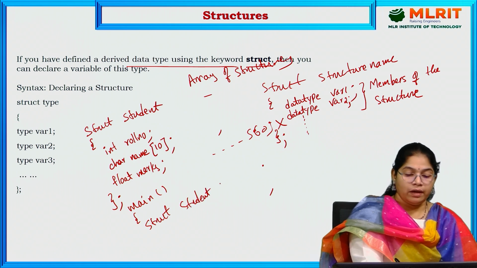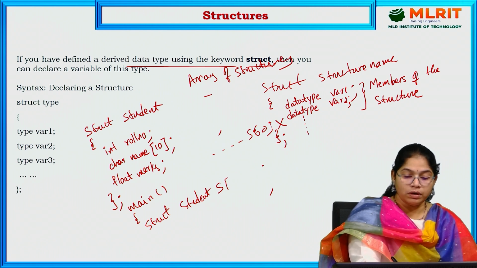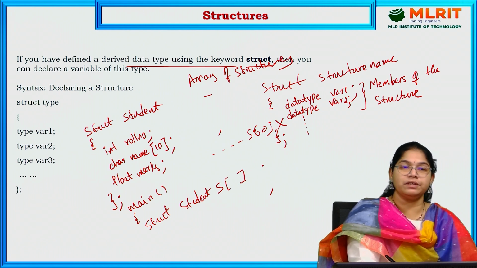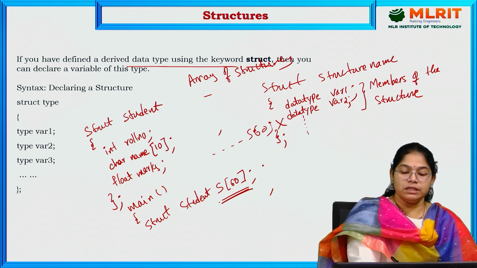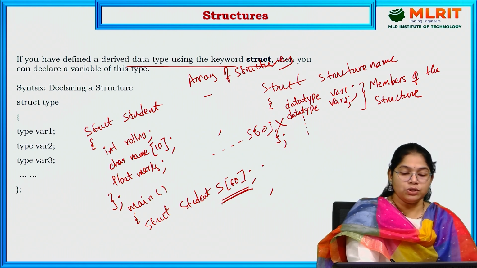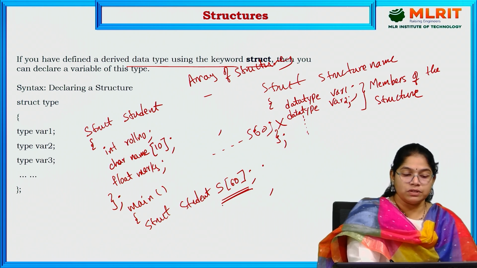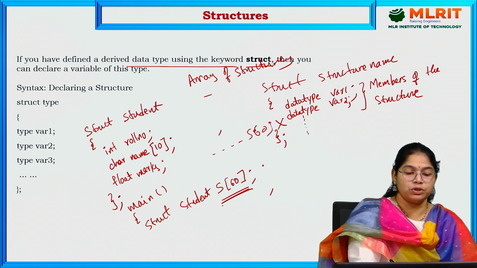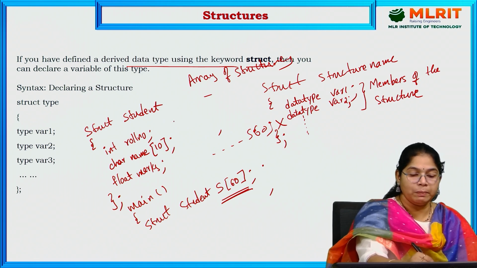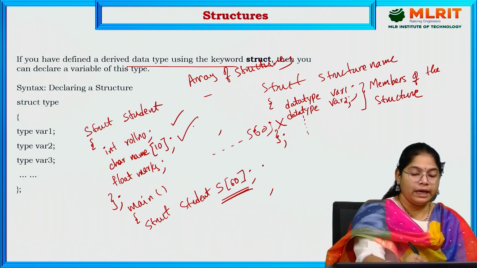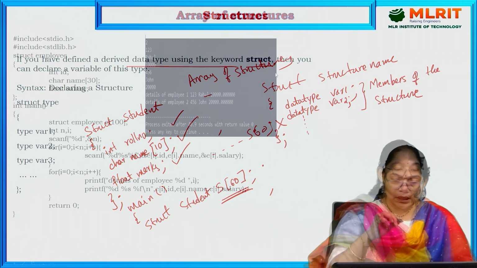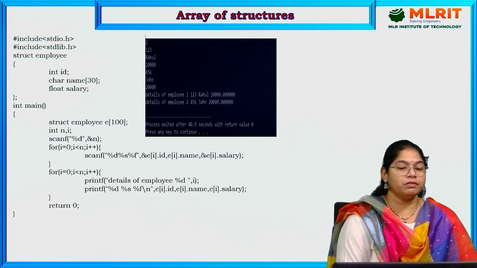Then S is the variable created, but I want 60 student details. For that we have an array. So S of 60. Now this variable, this is an array variable, can store the details of 60 students, having members like roll number, name and marks. So let us take an example of an array of structures.